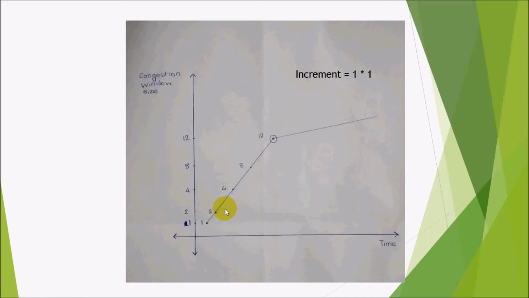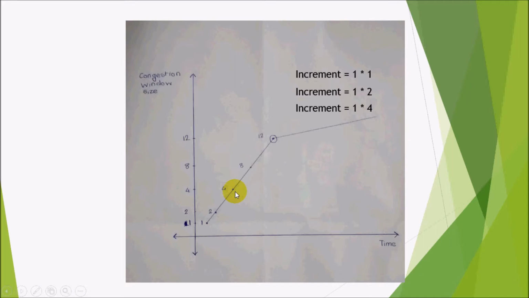After the second transmission, the congestion window size is 2, and now we have to calculate the new congestion window size. The increment is MSS, that is 1, times congestion window size, that is 2. So the increment is 2 and the previous congestion window size is 2. So the new congestion window size is 2 plus 2, that is 4. Here we can see it.